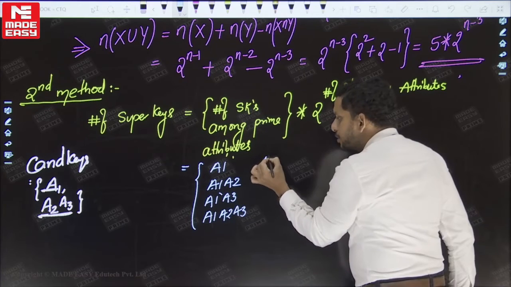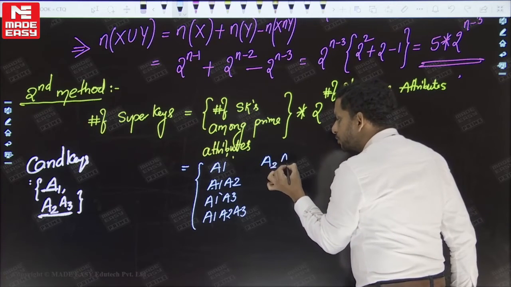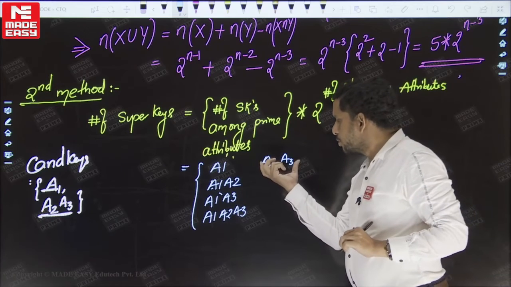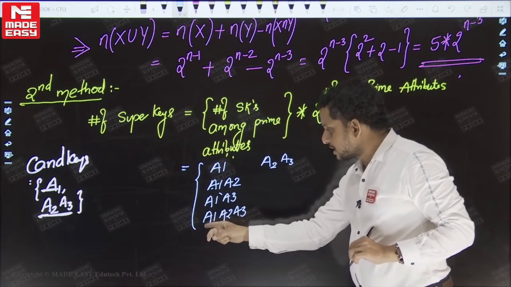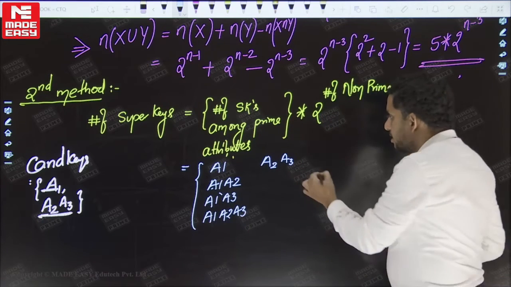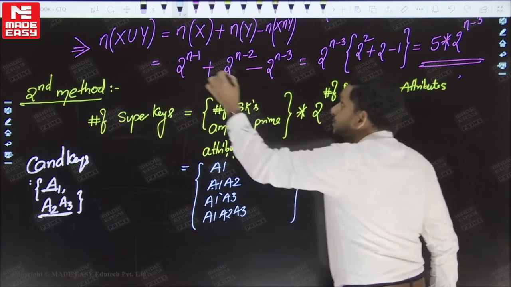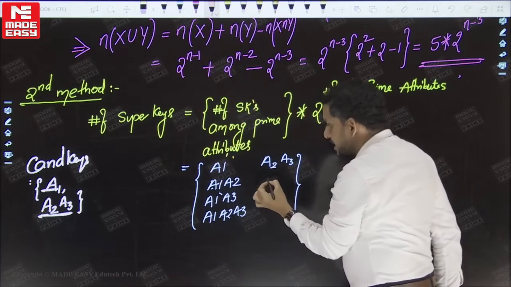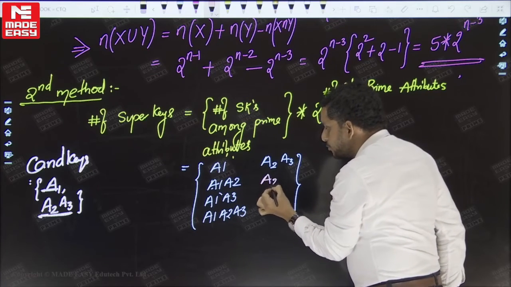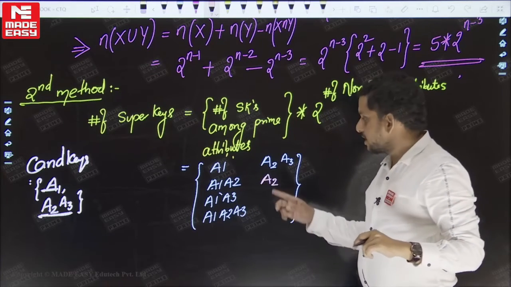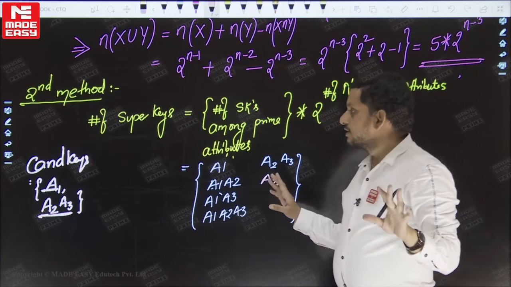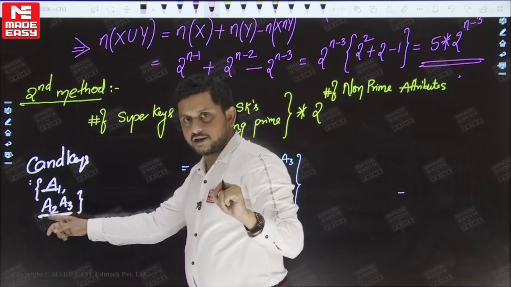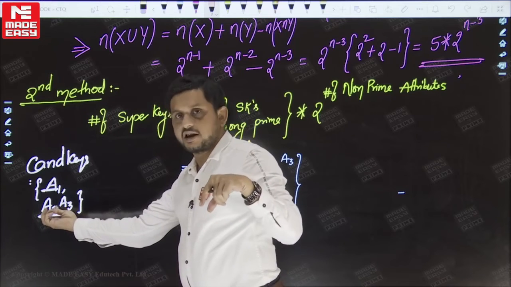And A2, A3 is one more super key. A2, A3 combined with A1 is one super key, but already counted it. So in this example, can we say A2 is a super key? No. The reason is, only A2 does not differentiate the records uniquely. A2 is one part of the candidate key.